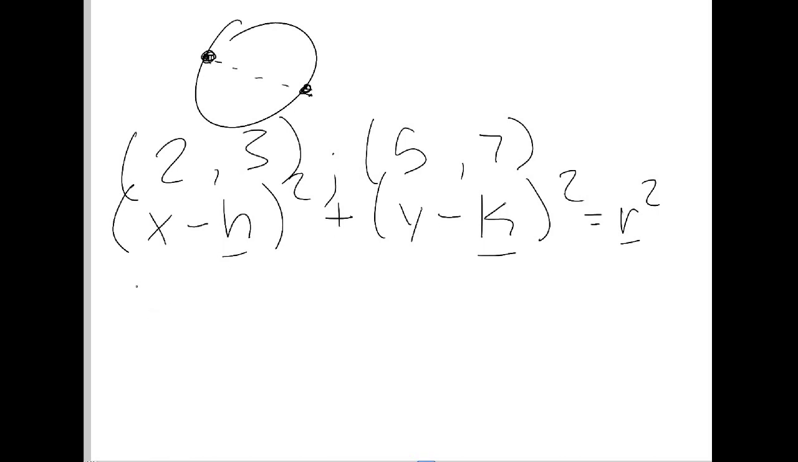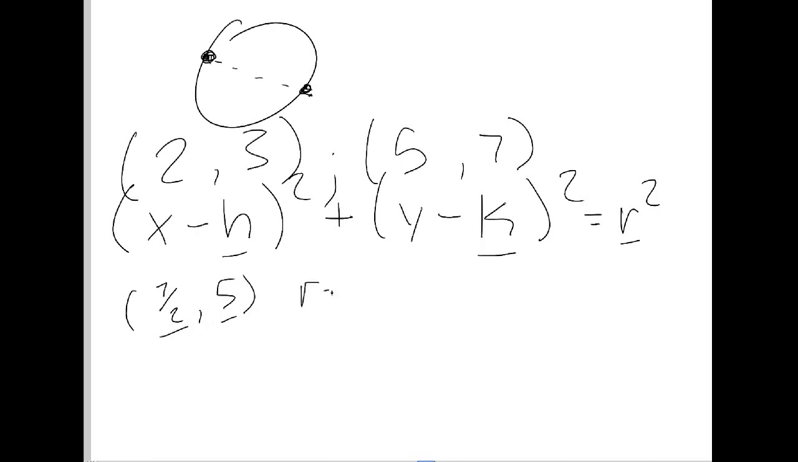So, let's find the midpoint of this. This would be (x1 + x2) divided by 2. So 5 plus 2 divided by 2 gives me 7 over 2. And then our y is going to be (y1 + y2) divided by 2, or 3 plus 7, divided by 2 gives me 5. So that is the center of our circle, 7 halves and 5.